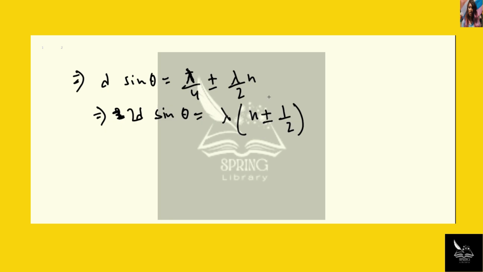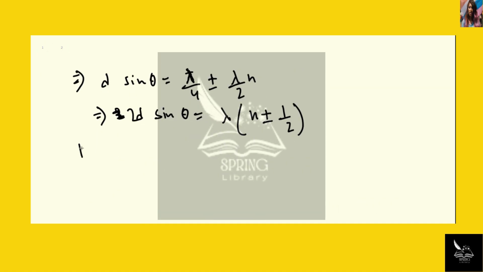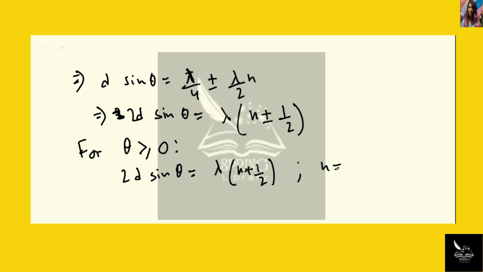And so we know that the angle will be greater than or equal to 0. So theta will be greater than or equal to 0. And so in that case, the minus drops out. So we're left with 2d sine theta equals lambda times n plus 1/2, where n is 0, 1, 2, 3. n is an integer, basically. And that's it.